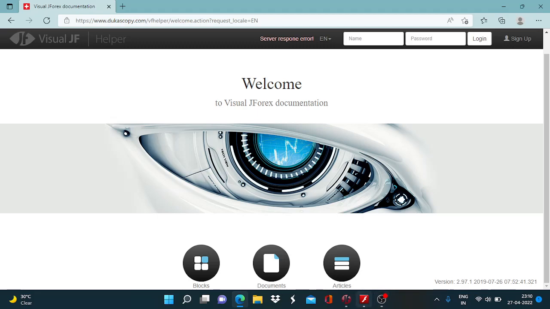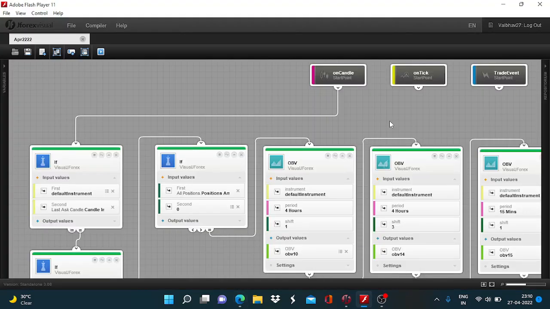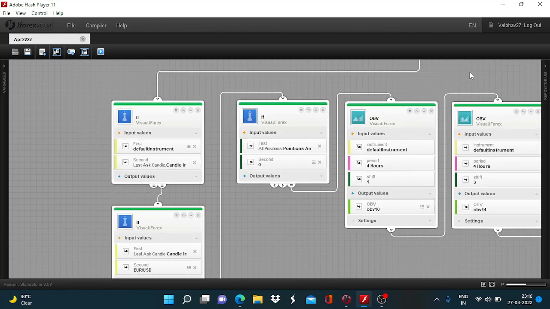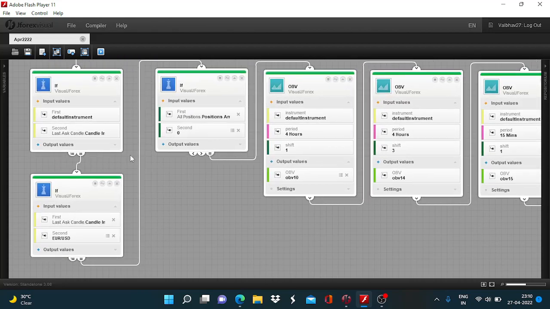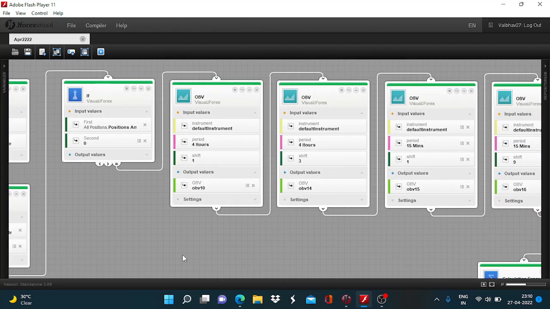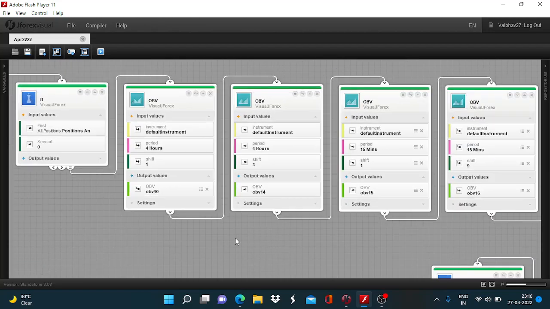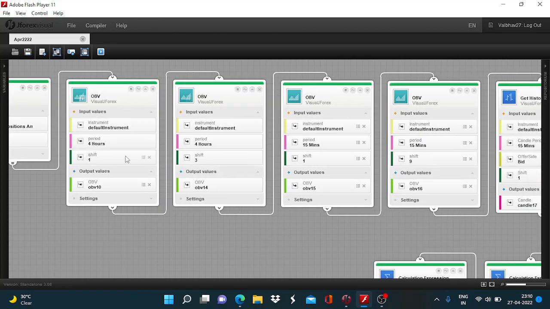So let me take you to the Visual JForex board, which has been developed by the Dukascopy Bank SA. We had seen in the last two sessions related to OBV these developments so far, where the instrument subscription has been done with the Euro USD being the instrument of choice. Afterwards, the position amount was defined at zero. I have added these OBV blocks of the 4 hourly candle period with varying shift values. Shift values are indicative of the candle period. This is the last 4 hourly candle, and this is the third last 4 hourly candle.